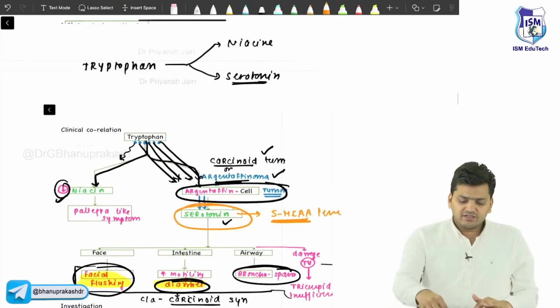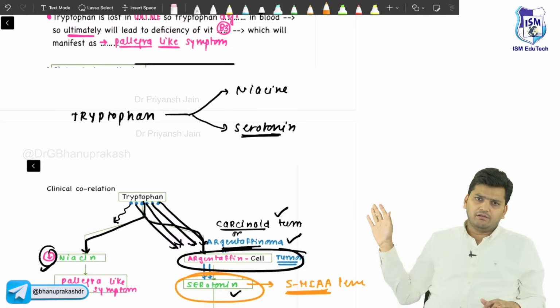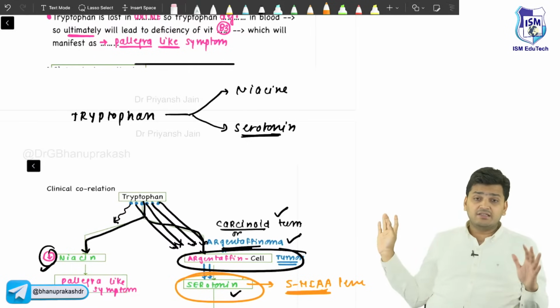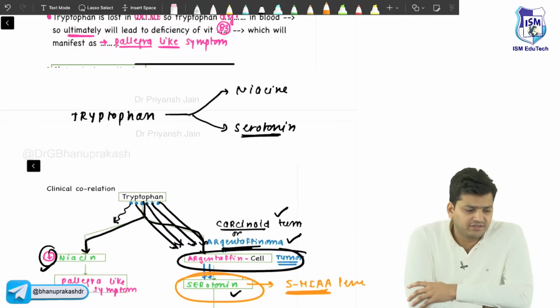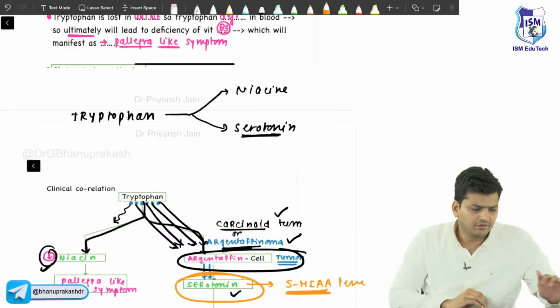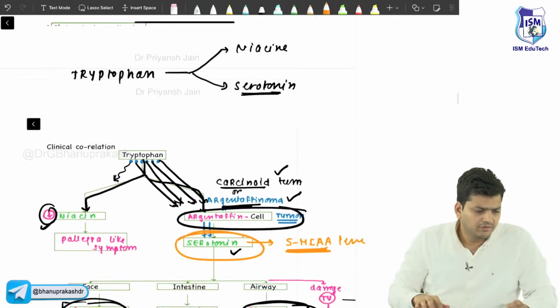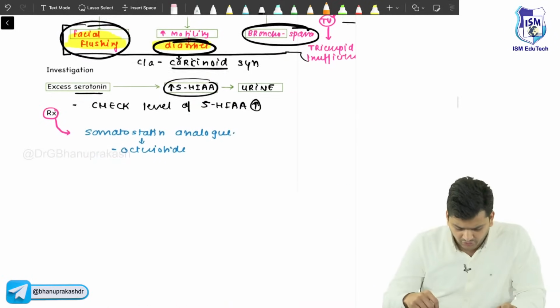So we have discussed two diseases related to tryptophan. One, niacin deficiency, pellagra. If there is serotonin excess, that is called carcinoid. And this tumor is also called argentaffinoma. Done? Okay, let's move forward.